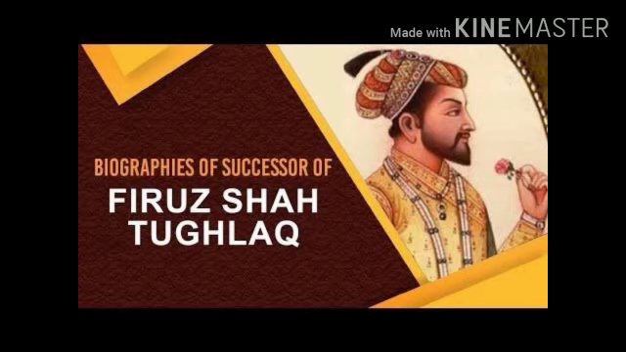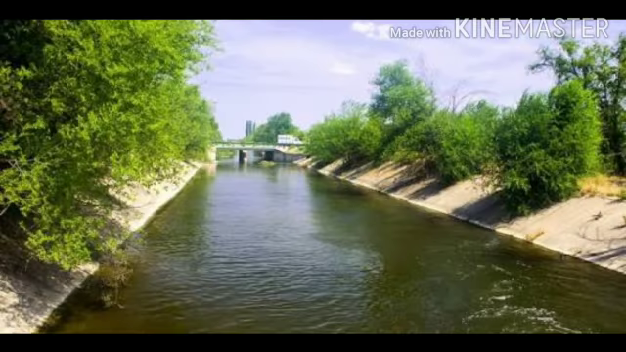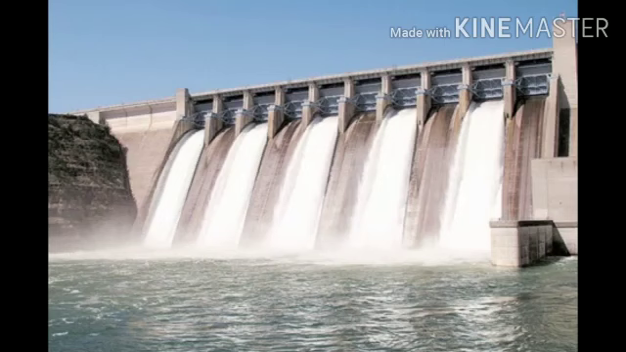The reforms of Firoz Shah Tughlaq. Firstly, he reduced taxes in the Doab region. Secondly, he catered to the interest of the cultivators by providing them irrigation facilities, and for this purpose he constructed canals and advanced loan whenever needed. Wells were dug and quite a few dams were built.